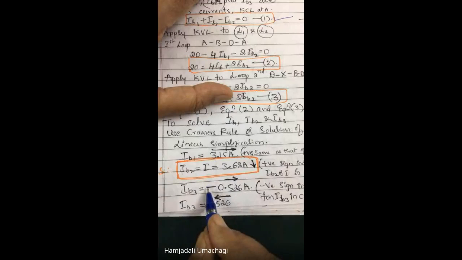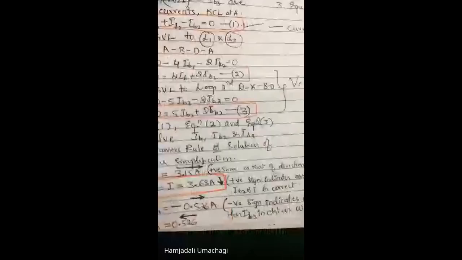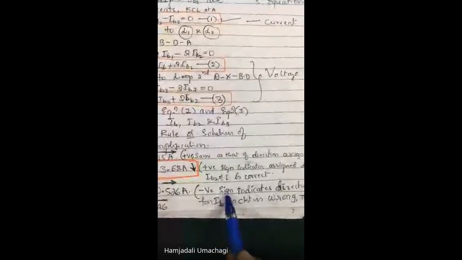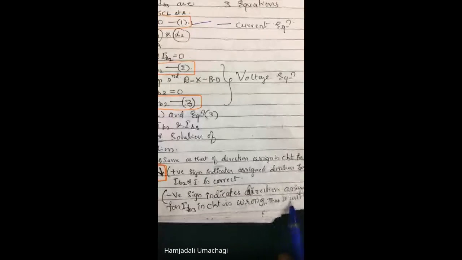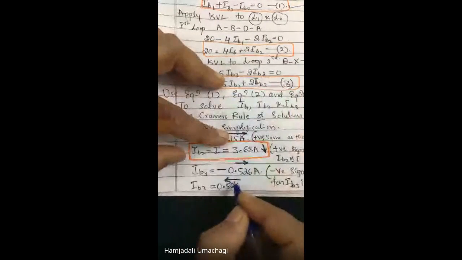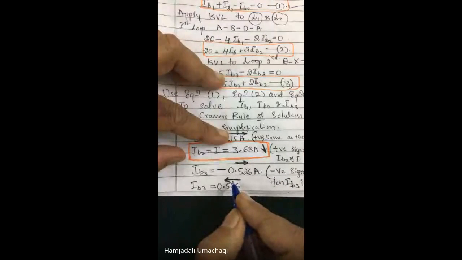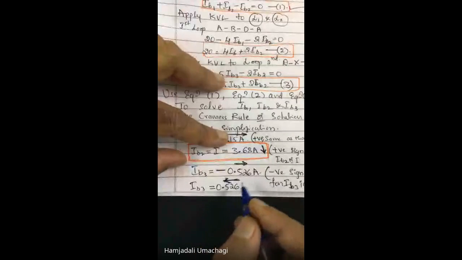What does that indicate? The negative sign indicates that the direction assigned for IB3 in the circuit is wrong. The right direction of this current is towards the circuit.